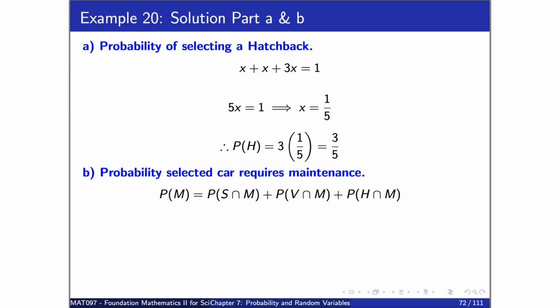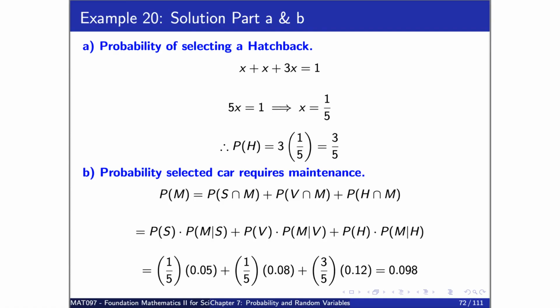We take the probability of sedan and maintenance, plus MPV and maintenance, plus hatchback and maintenance. Next, we apply the multiplication rule 1 for dependent events, as shown here. By multiplying along those branches, we get 1/5 times 0.05, plus 1/5 times 0.08, plus 3/5 times 0.12. Add those together, and the total probability is 0.098.